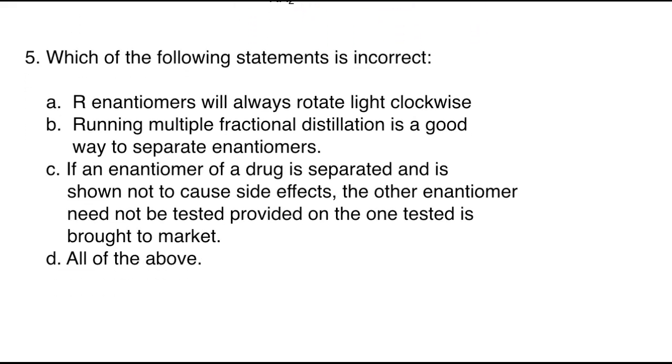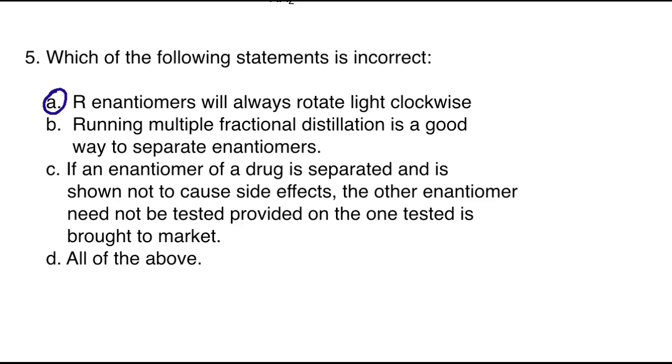All right, now which of the following statements is incorrect? So let's analyze these one at a time. R enantiomers will always rotate light clockwise. Is that true or is that false? Well, that would be considered false. So this is definitely a selection, okay?